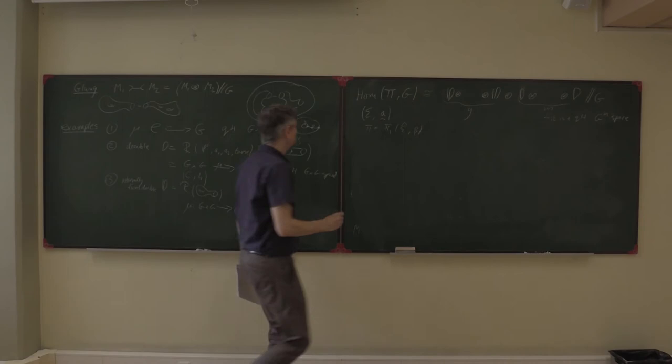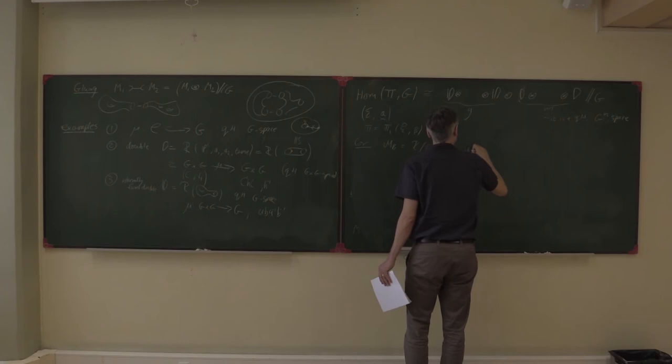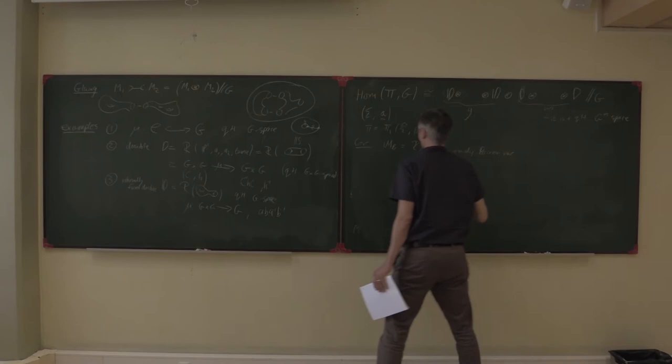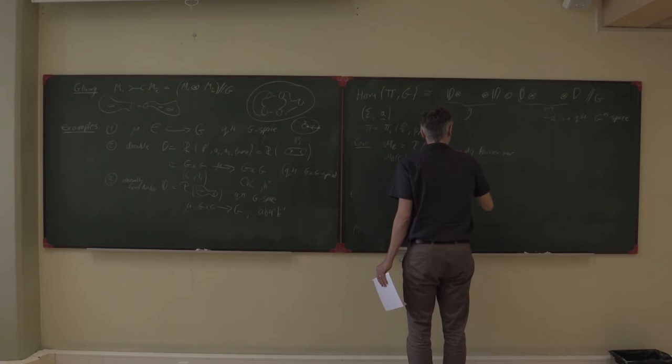So a consequence of this is that M_B equals R mod G to the M is an algebraic Poisson variety. And M_B,C is symplectic. This is the symplectic reduction of R at C by G to the M, for C in G to the M a conjugacy class.